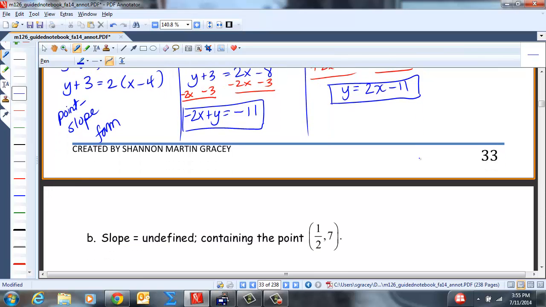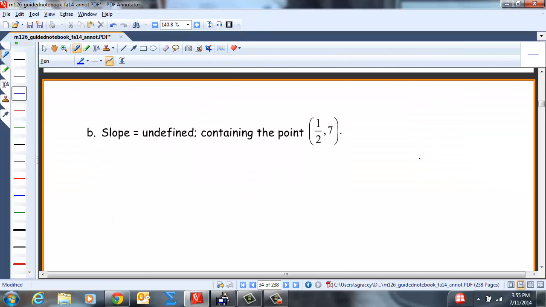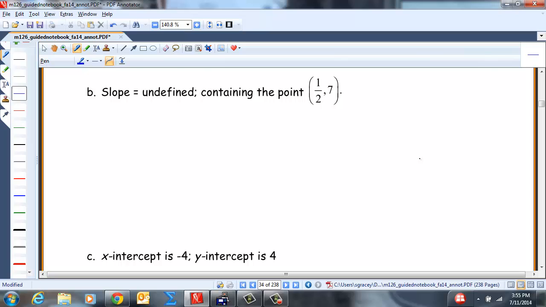So, what do we have here? It says an undefined slope that contains the point 1/2, 7. What kind of line has an undefined slope? Great, a vertical line. Vertical lines have an undefined slope.